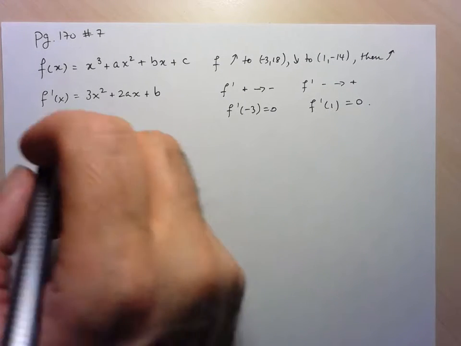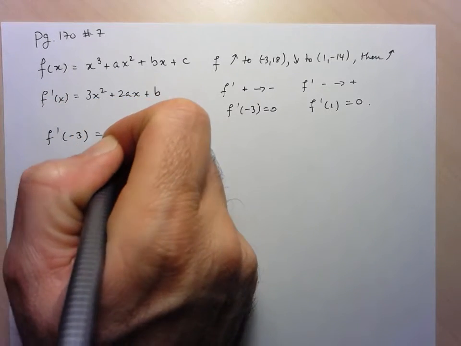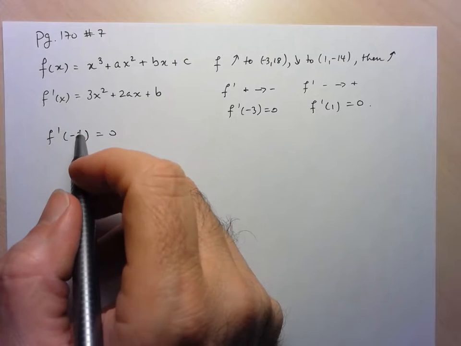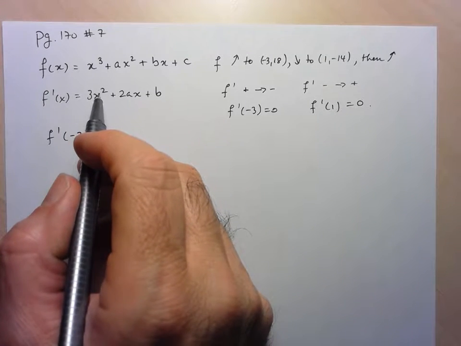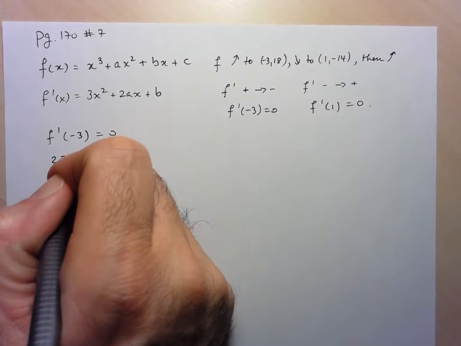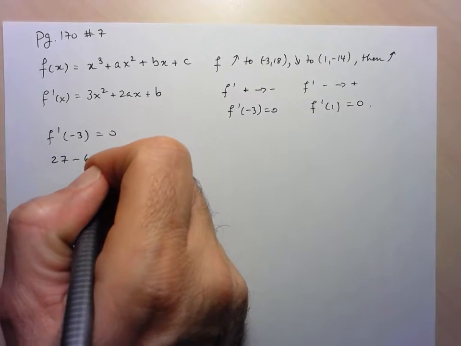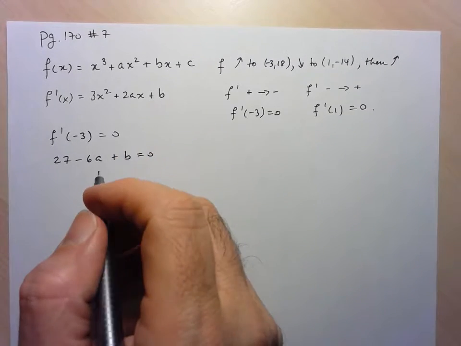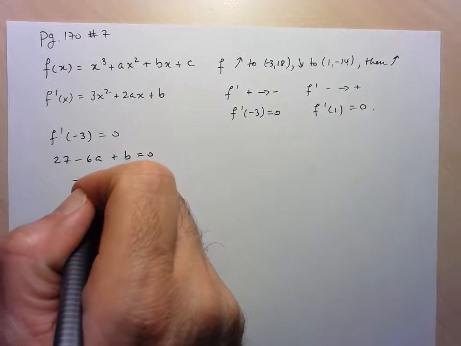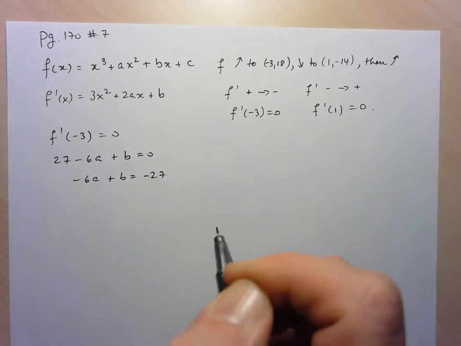So I know that f prime at -3 needs to be equal to 0. Let's put -3 into this function. We have -3 squared is 9, times 3 is 27. Here we have 2 times -3, so minus 6a, plus b is equal to 0. So we have -6a plus b equals -27. So that's one equation.